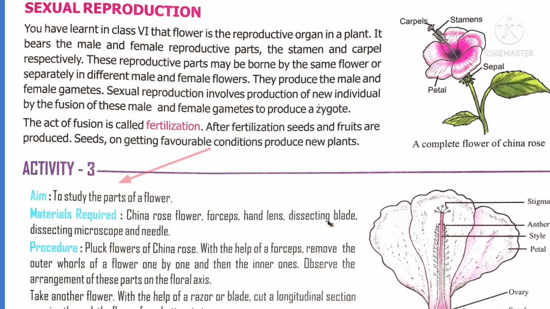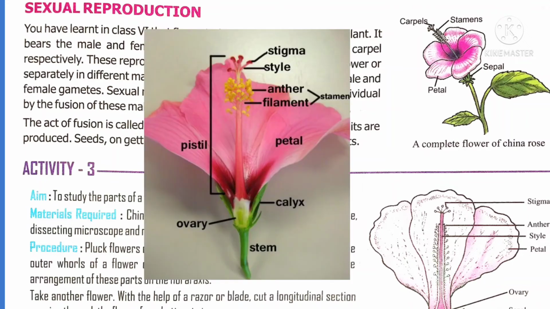Here, Activity 3 is to study the parts of a flower. If you take a hibiscus flower, we can notice the different parts of a flower. The first, outer covering, the green colored part, is called sepals. Then comes the beautiful colored part of the flower, called petals. Then the innermost part is called the pedicel or receptacle. This consists of stamens and carpels. The stamen is the male part of a flower and the carpel is the female part of a flower.